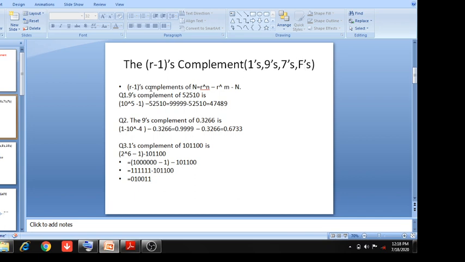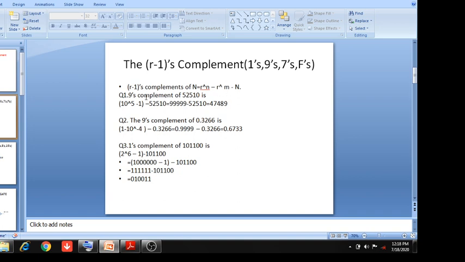How will you determine r minus 1 complement? This is a simple formula. Okay, this is r to the power n minus r to the power m minus n, if you have to determine r minus 1's complement of n. What is m? First what is n? N is total number of integer parts. Okay, m is total number of fractional part.